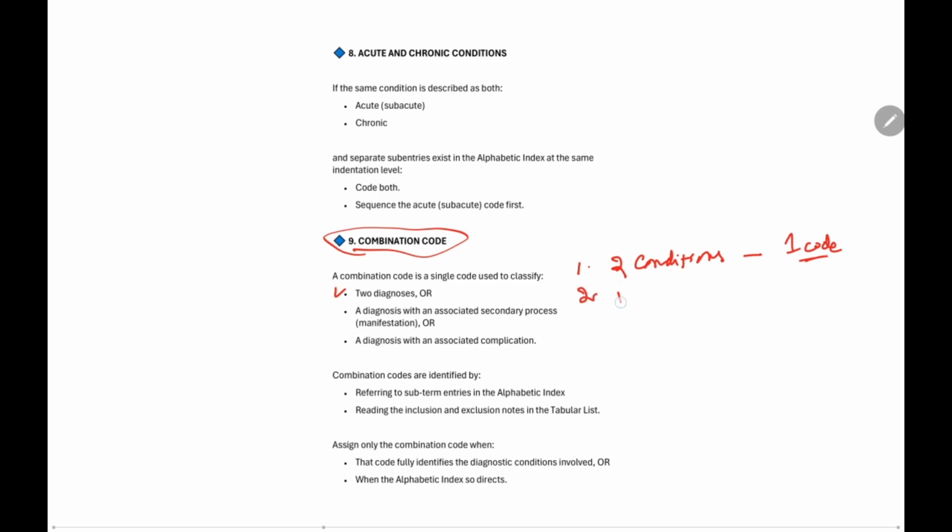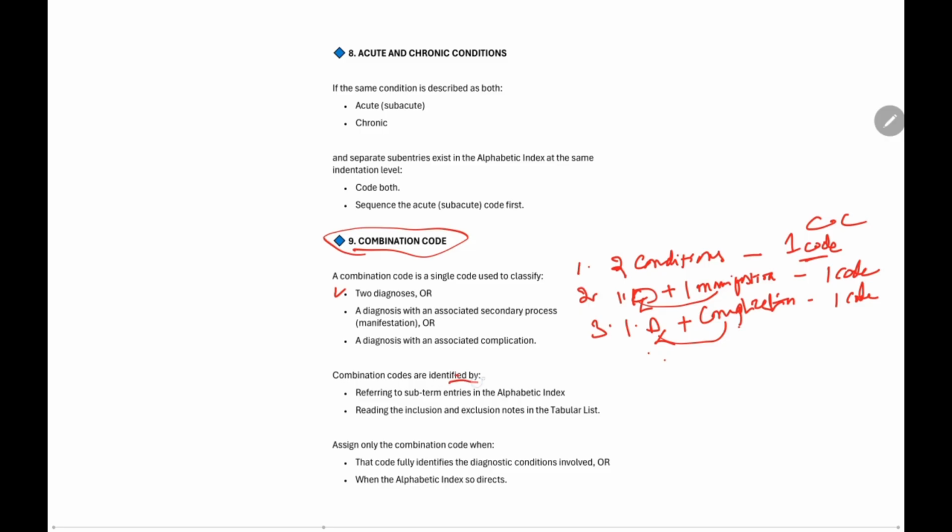Then, one condition plus one manifestation, signs and symptoms. Also a combination code. Third, one diagnosis plus a complication. For that also you have one code, which means these are interrelated. This we already know: complication associated with the same condition, we have a combination code. So they are not separately used, they will be used in the combination code.